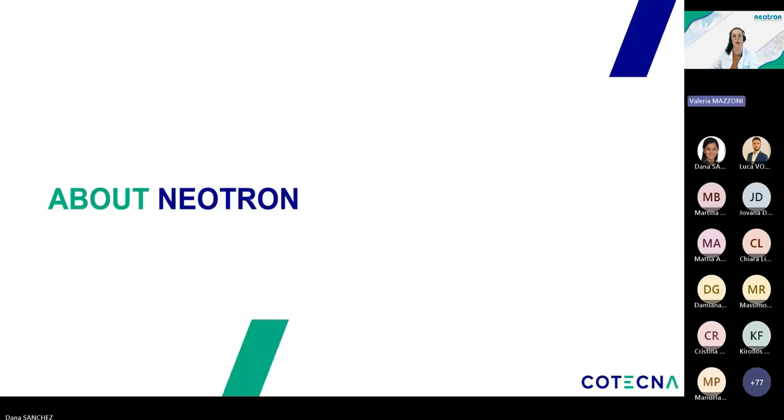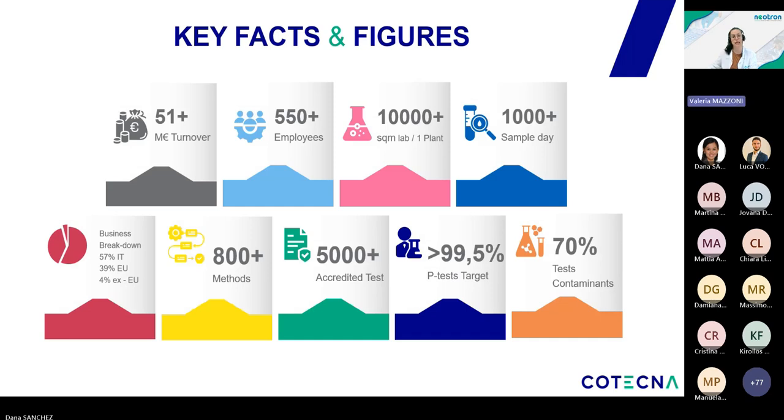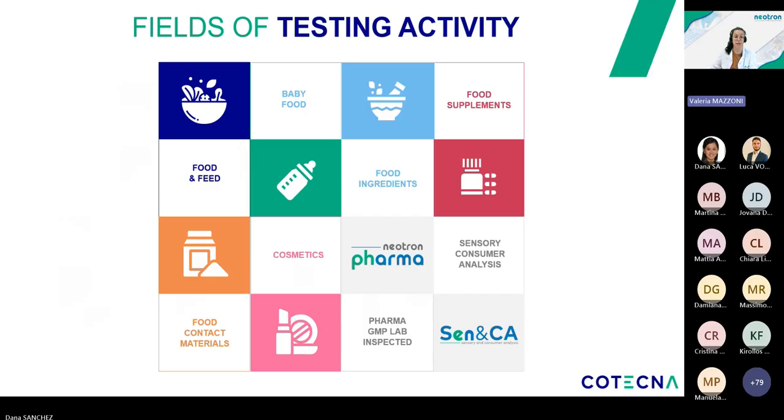So some words about Neotron. Neotron is the biggest laboratory of the Cotecna Group, located in Modena in the north of Italy, with more than 550 employees working in 10,000 square meters of laboratory, managing more than 1,000 samples per day and more than 5,000 accredited tests. These are the main fields of our testing activities, which Neotron has activated during its 50 years of history in relation to the market and in relation to customer requests.